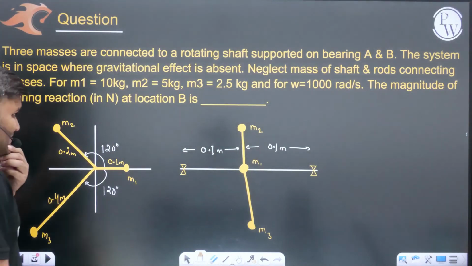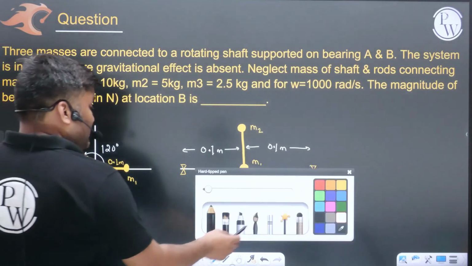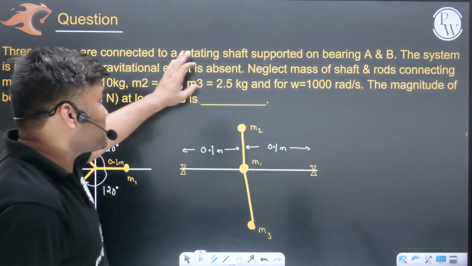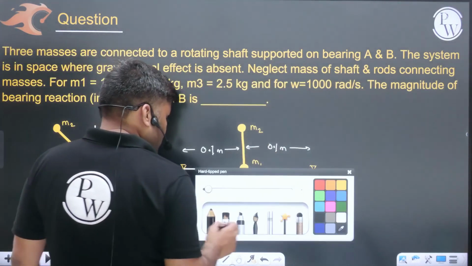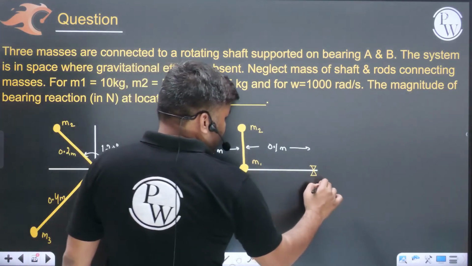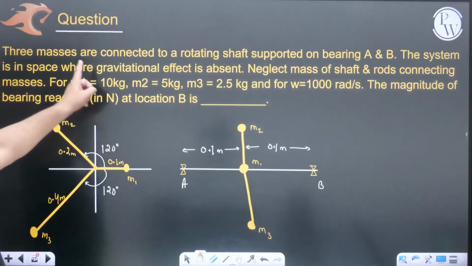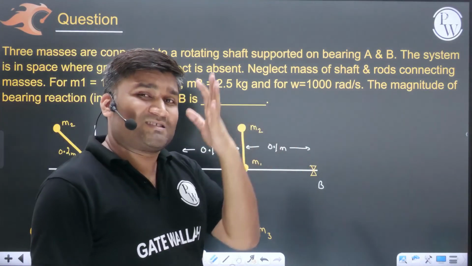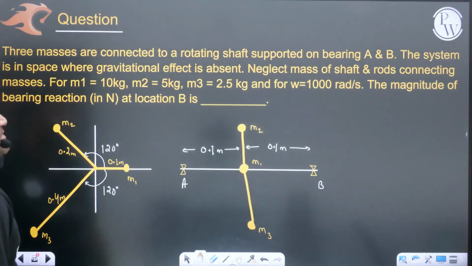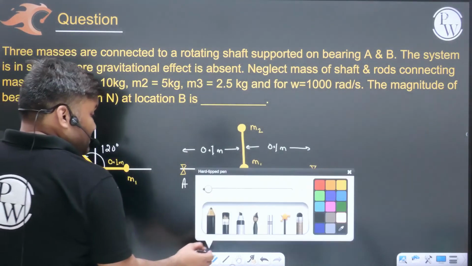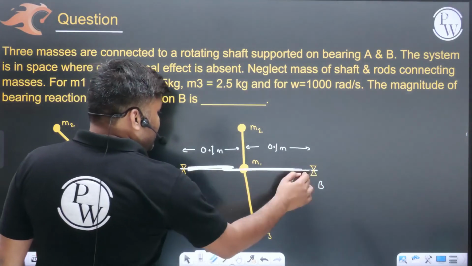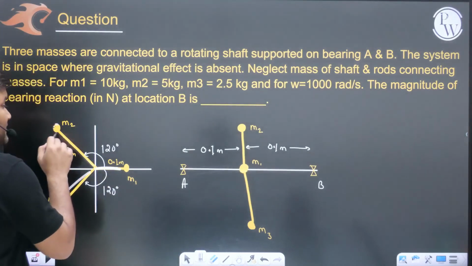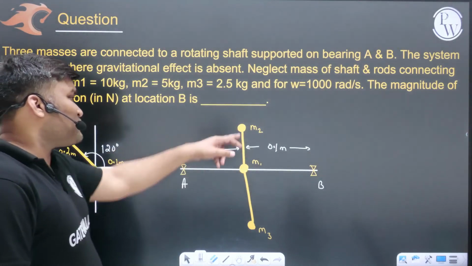Careful, careful, careful. Question को एक बारी again read out carefully. What is given? Three masses are connected to rotating shaft supported on bearings A and B. Let me write. This is bearing A. This is your bearing B. The system is in a space where gravitational effect is absent. मतलब G का value is 0. Gravity is not there. Weightlessness you can feel. Neglect mass of the shaft and rods connecting the masses. Rod, sir, ये जो rod दे रखी है, it is imagine massless है. Rods दे रखी हैं जो these rods which are connecting these masses, massless है. Only masses को consider करो.